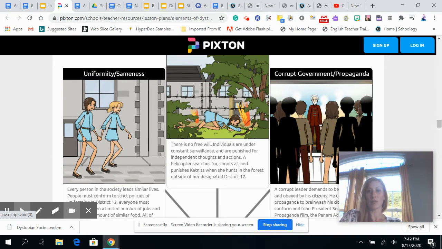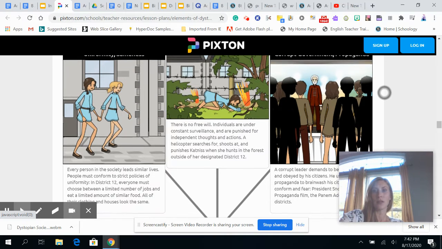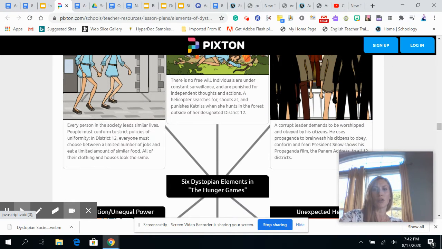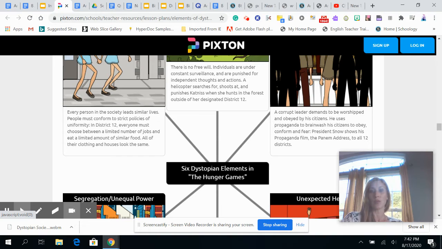There's also a corrupt government and propaganda. So if you know the movie, this is President Snow. He's the president of Panem. He's very corrupt. So in a dystopian society, a corrupt leader demands to be worshipped and obeyed by his citizens. He uses propaganda to brainwash his citizens to obey, conform, and be fearful. President Snow shows his propaganda film, the Panem Address, to all 12 districts.